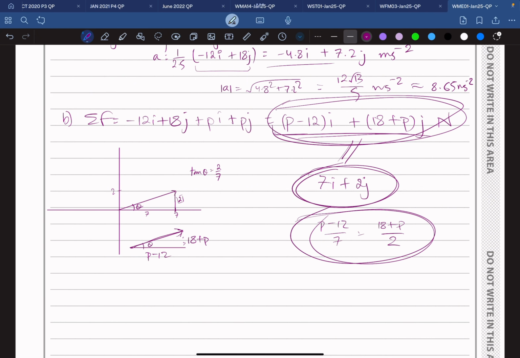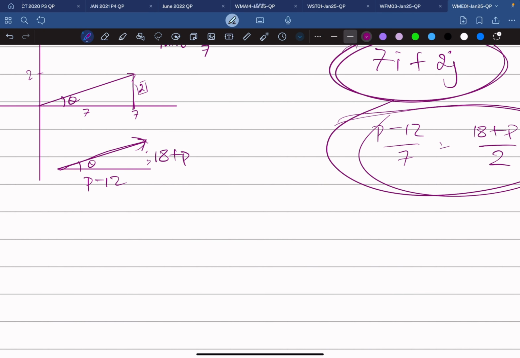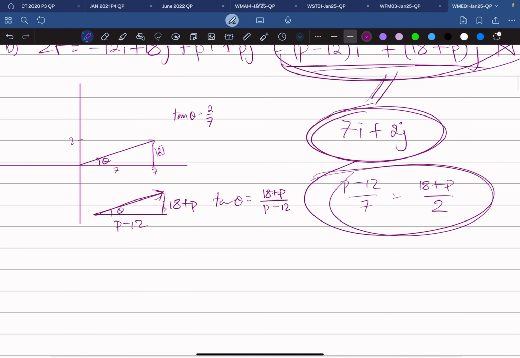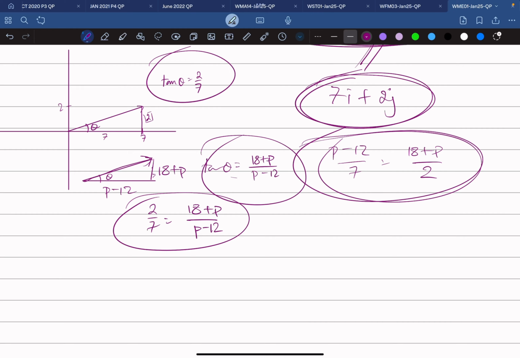So now, what do we do? Okay, so now we're going to take tan theta for this triangle as well. Tan theta is equal to opposite over adjacent. Now, you notice this is also tan theta and this is tan theta as well. So we can equate these two terms. So 2 over 7 must be equal to 18 plus p divided by p minus 12. And now if you rearrange this, you're just going to get this equation back, okay?